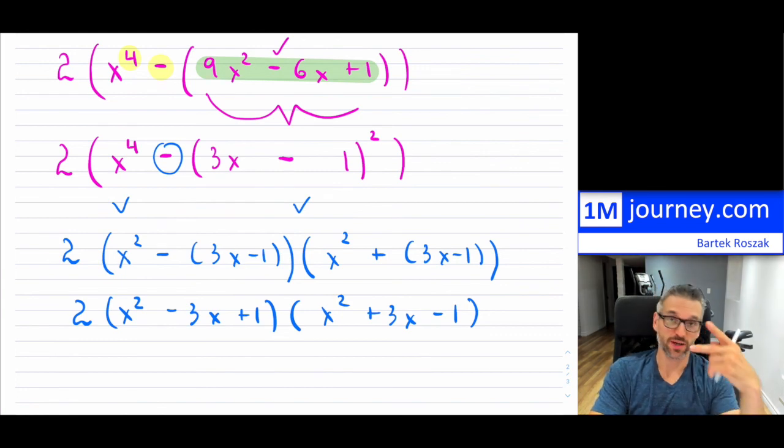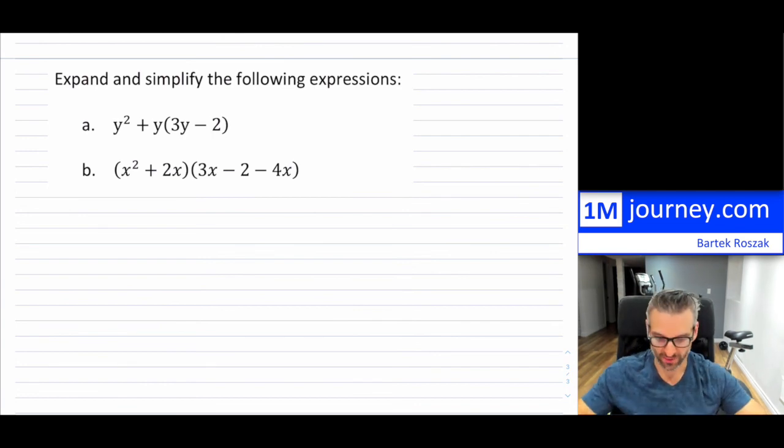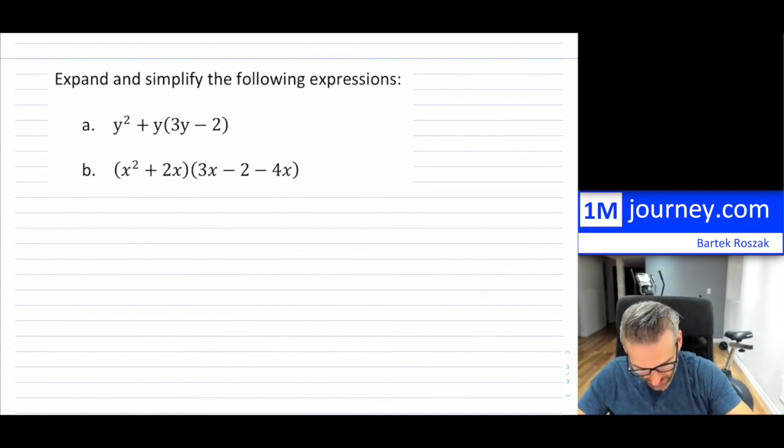Okay, question number 2. Question number 2 has 2 parts. This one's going to be a little bit simpler because it says expand and simplify the following expressions. So we're just doing expansion, we're not doing any factoring at all. We're going to be using the distributive property as we go through. Now, let's take a look.